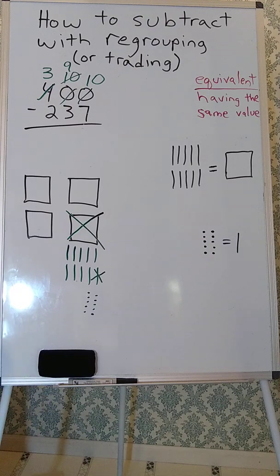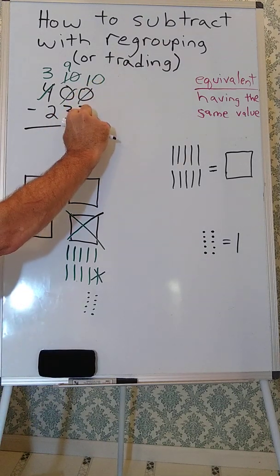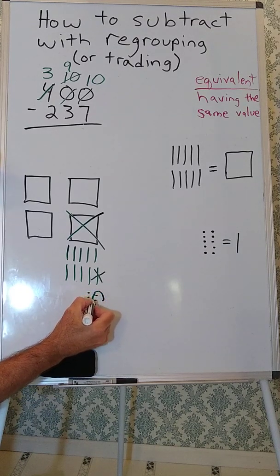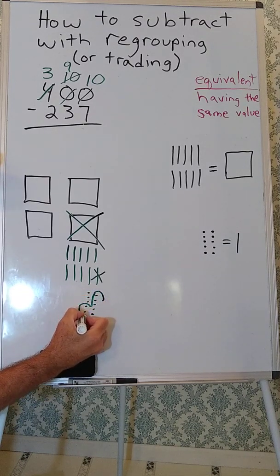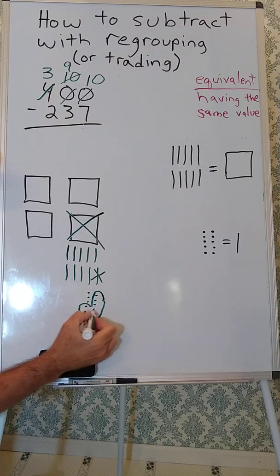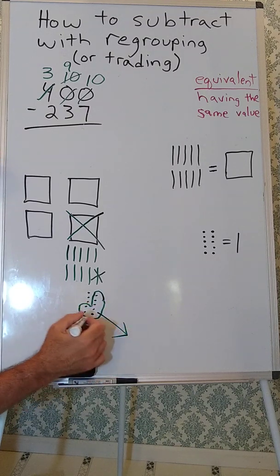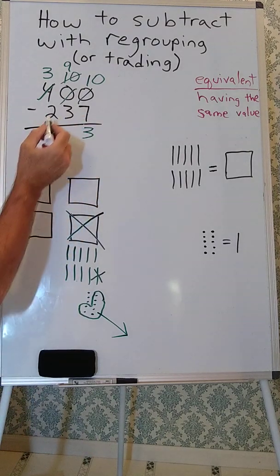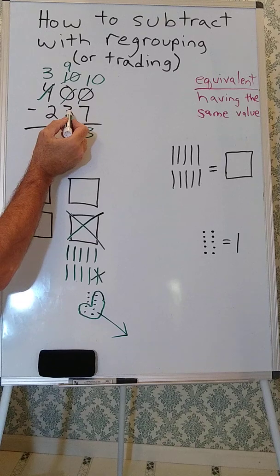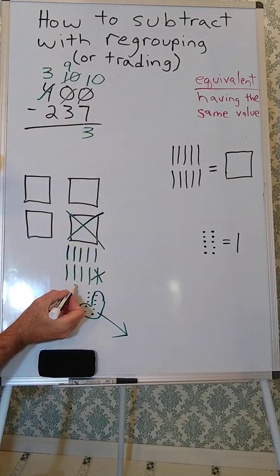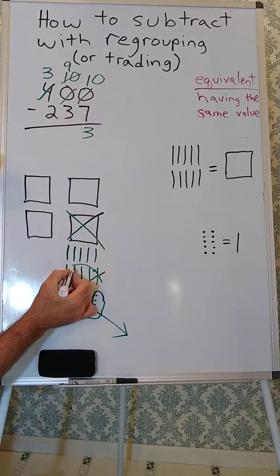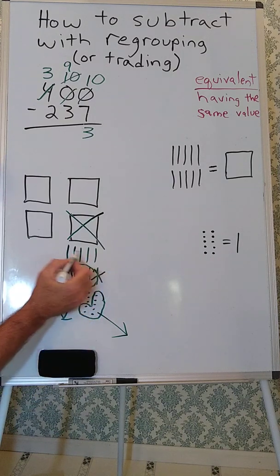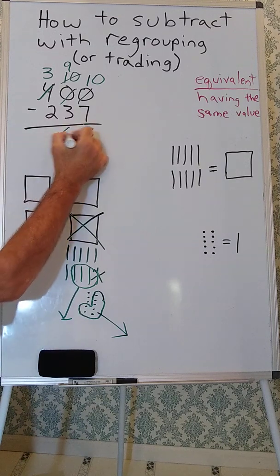Okay, I think we're ready to start the problem. It says take 7 ones away from 10 ones, so I'm going to take away 5, 6, 7. Okay, so those go away, and we have 3 ones left, and then the tens. So I'm going to take these 3 away. And so we see 6 tens are left.